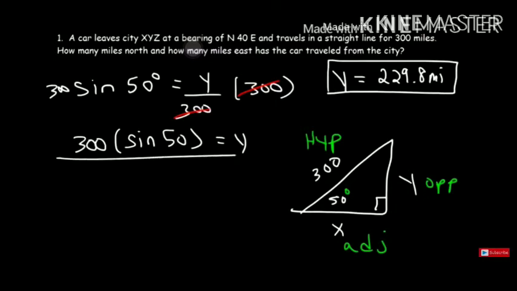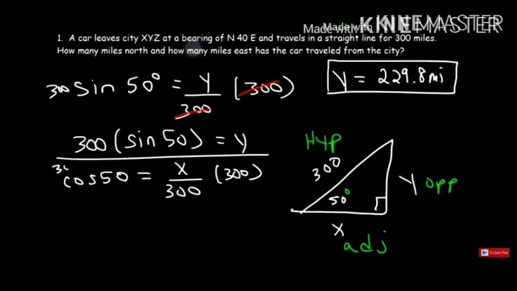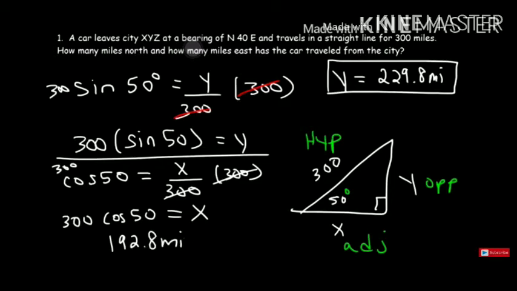Now let's see how many miles it traveled east. We need to find x. Cosine 50 is equal to the adjacent side x divided by the hypotenuse. So we got to multiply both sides by 300 again. So 300 cosine 50 is equal to x. And so that's going to be about 192.8 miles. So that's how far he traveled east relative.